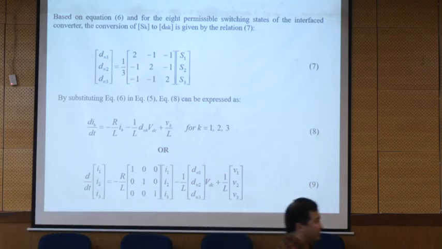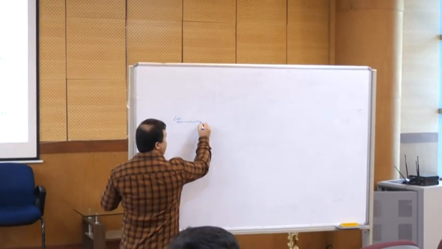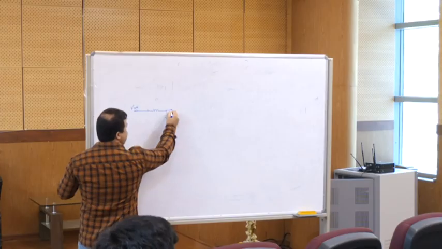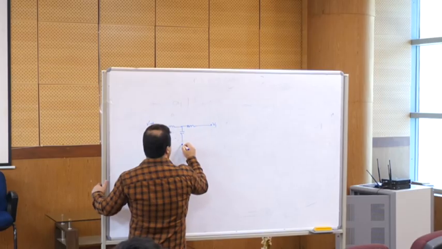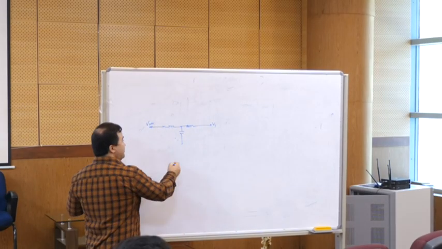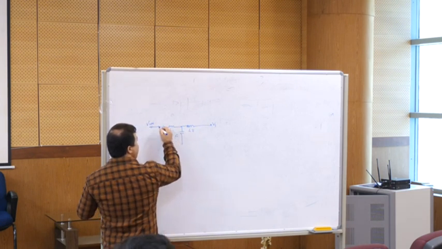So probably we can just see what is happening. So we have a converter, V1M, and we have R, L, C, L, V1. So L1, L2, C, you can neglect this R.